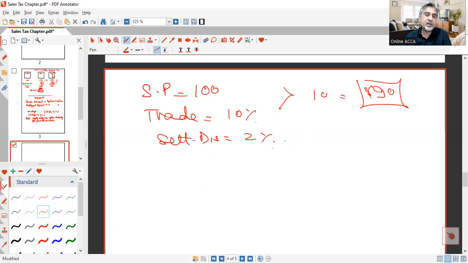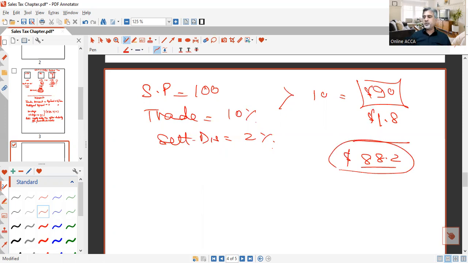So $90 into 2%, that makes $1.8. I should deduct this 1.8 as well. And my sales amount value should be $88.2. I should calculate sales tax on $88.2. This is what you should remember.